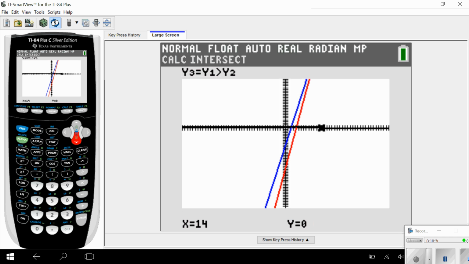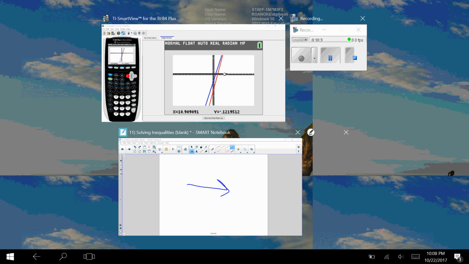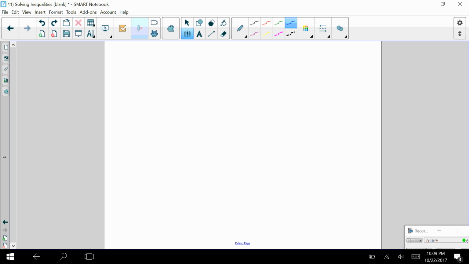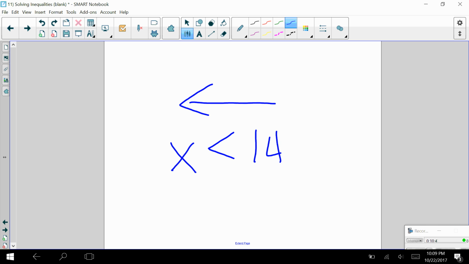Now ask yourself, do I have to arrow to the right or to the left to get to the bolder one? Well, in this case, I have to arrow to the left. That means I want my inequality to be going that way. I had to arrow to the left. So in this case, it would be x is less than 14 because you want your inequalities to match.